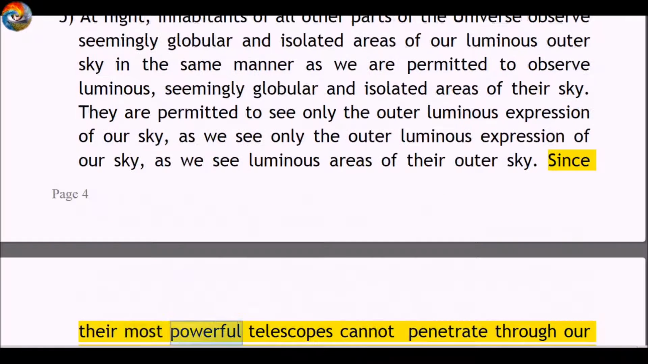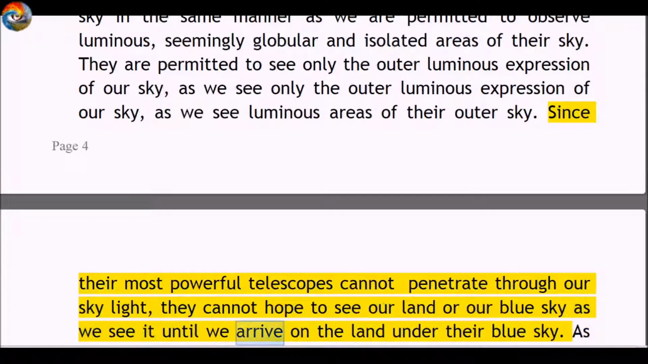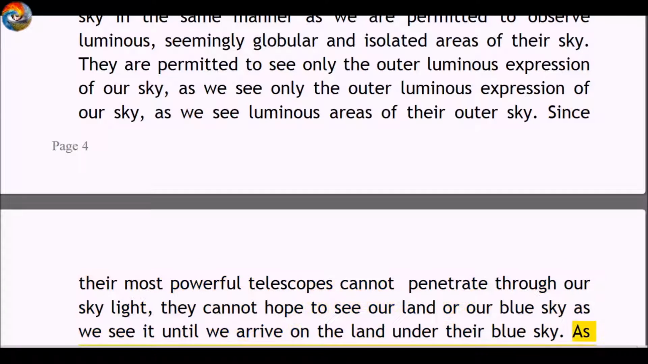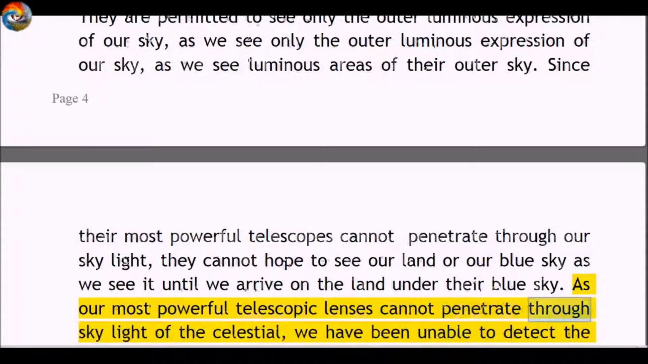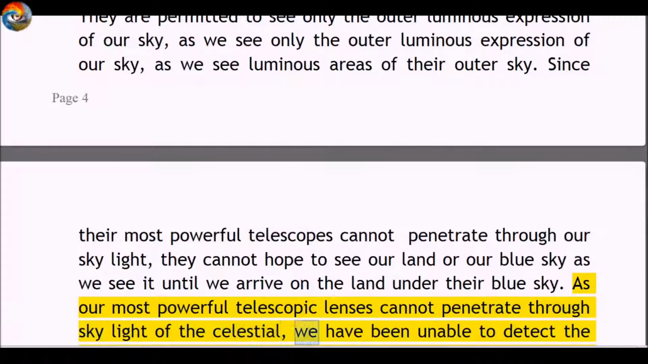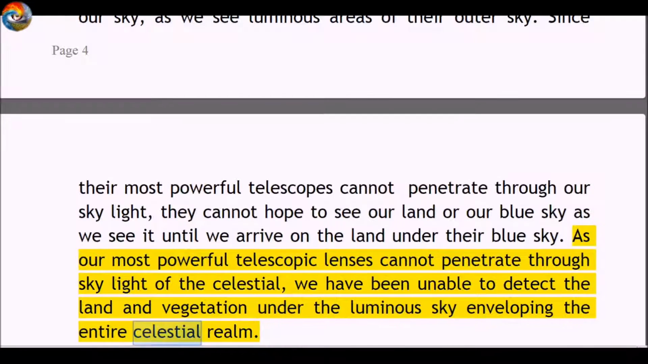Since their most powerful telescopes cannot penetrate through our sky light, they cannot hope to see our land, or our blue sky as we see it until we arrive on the land under their blue sky. As our most powerful telescopic lenses cannot penetrate through skylight of the celestial, we have been unable to detect the land and vegetation under the luminous sky enveloping the entire celestial realm.